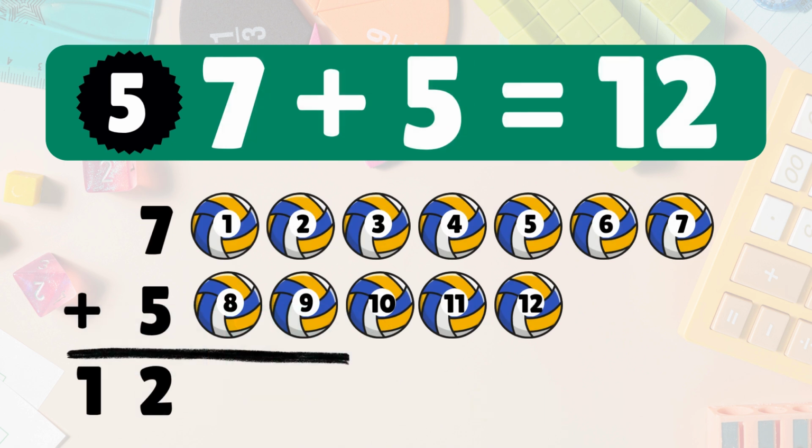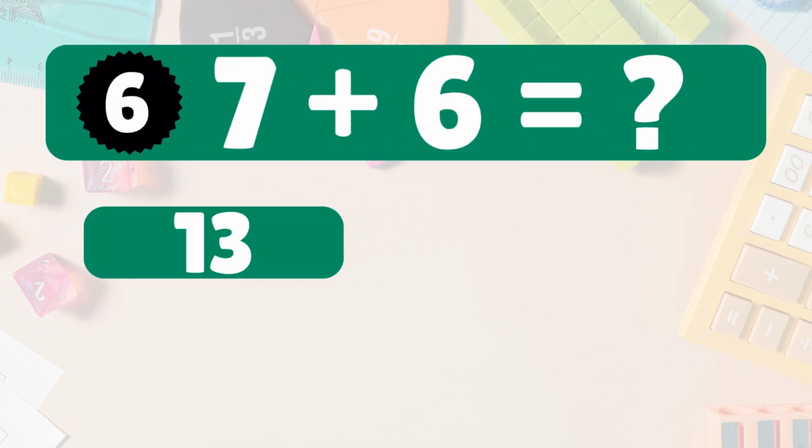What? 7 plus 5 equals 12. Count it loud. 1, 2, 3, 4, 5, 6, 7, 8, 9, 10, 11, 12. Let's go. 7 plus 5 equals 12. Woohoo! Next, 7 plus 6 equals?